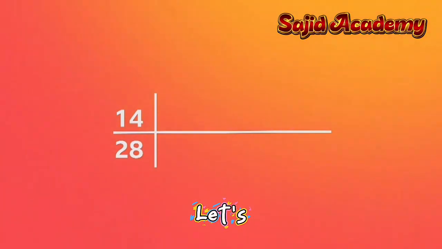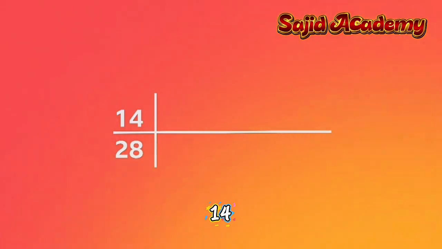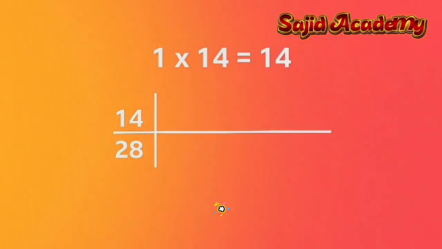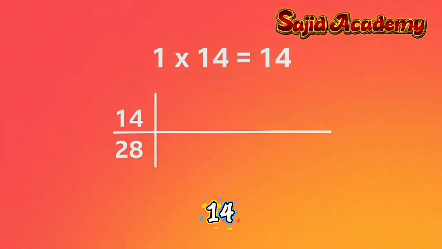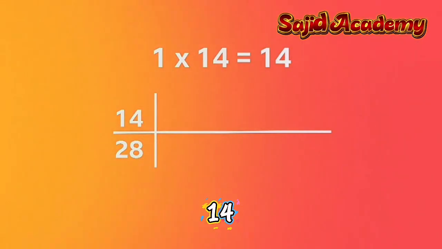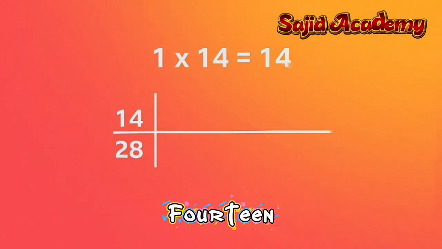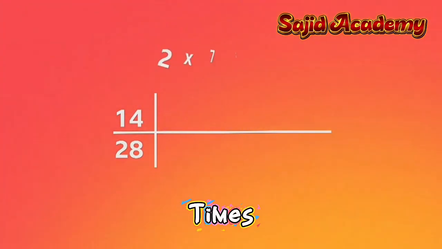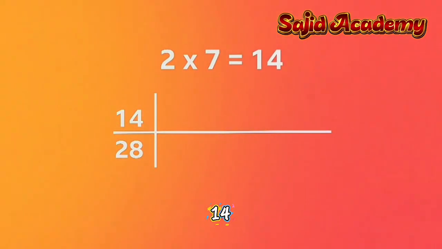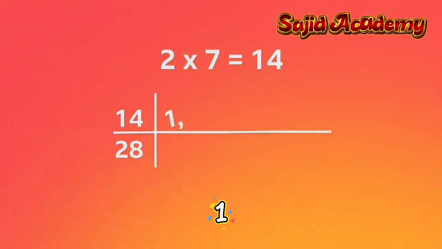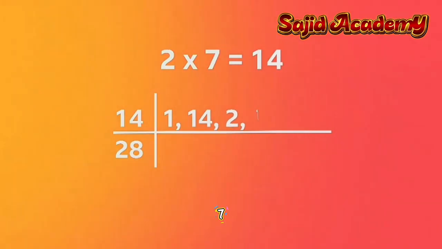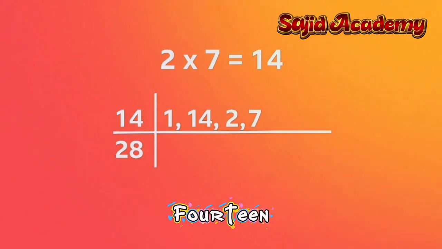Okay, let's go through the factors of 14 first. 1 times 14 equals 14. So 1 and 14 are factors of 14. 2 times 7 also makes 14, which means 1, 14, 2 and 7 are factors of 14.